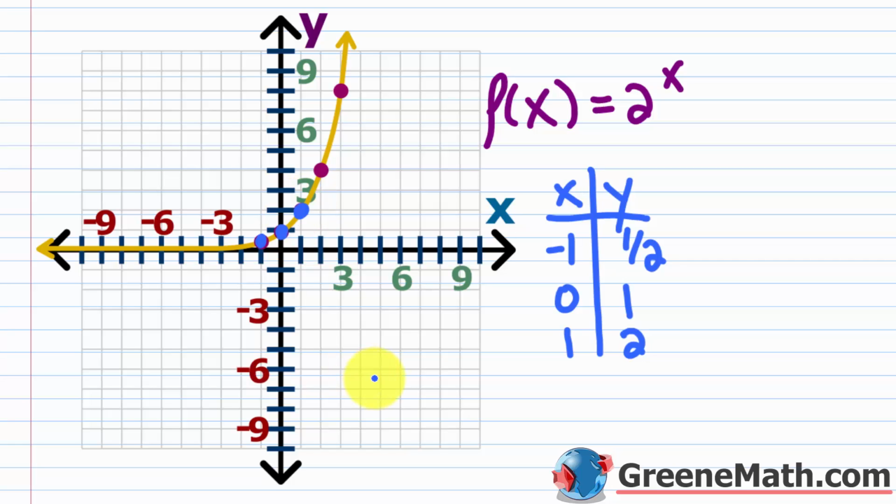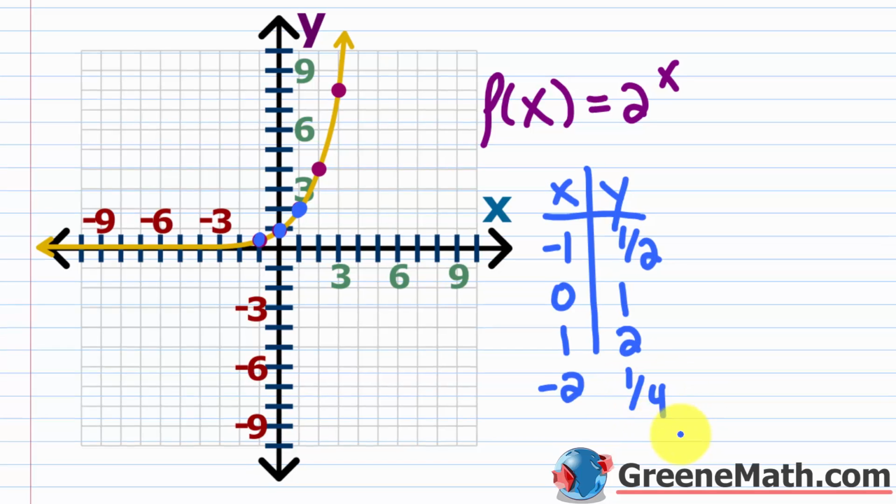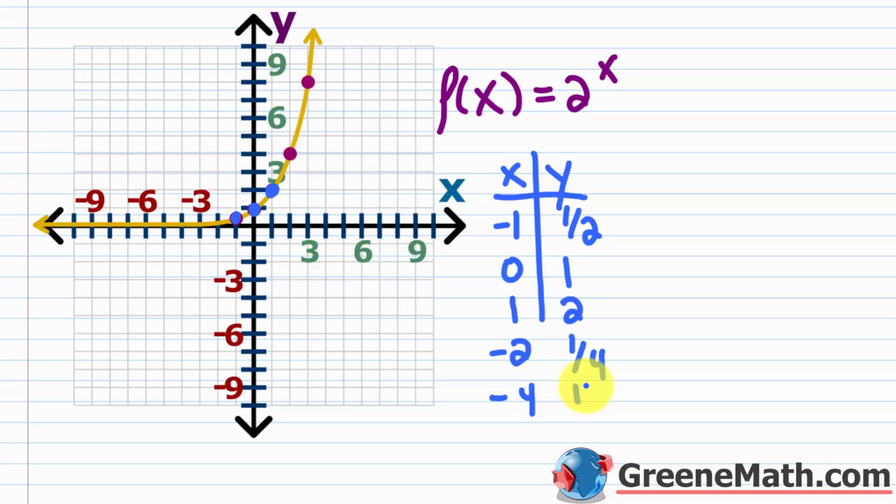And then I would just need to get some additional points going to make the graph clear. We know going to the left that it's going to approach the x-axis but never touch it. So if I picked -2, for example, this is 1 over 2 squared, so that's 1/4. If I picked -4, this is 1 over 2 to the 4th power, so that's 1 over 16. Again, so on and so forth. So as this goes to the left, and I'm picking bigger and bigger negative values for x, the y values are getting closer and closer to 0, but they'll never touch it.